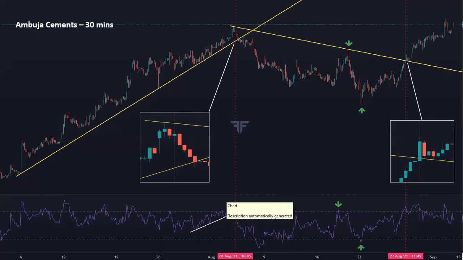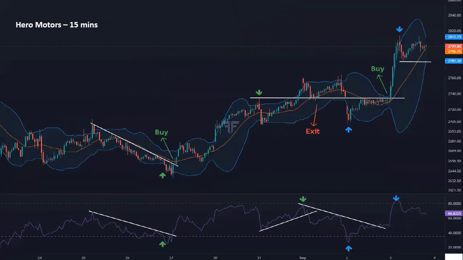So you could consider drawing channels on RSI, and whenever you have confirmation from price, you could consider acting. Now here I've combined RSI with Bollinger Bands, which is another popular technical tool that is used to measure the volatility of the security.